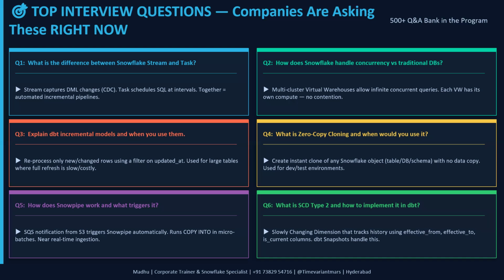Question 3: explain dbt incremental models and when you use them. Answer like this, or you can say it your own way, but follow me, it's going to be good. A full refresh in dbt drops and recreates the entire table every run. For small tables, that's fine. For a table with 5 billion rows, it's not practical. An incremental model solves this by processing only new or changed records. You define a filter, typically on the updated timestamp, and dbt appends or merges only that data. You use incremental models whenever a full refresh is too slow or too expensive.